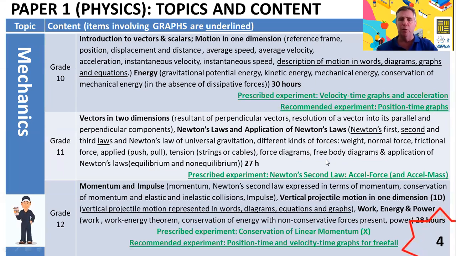In grade 11, when you look at Newton's laws, the prescribed experiment on Newton's second law obviously involves graphs, in this case direct and inverse proportion. Grade 12, vertical projectile motion represented in words, diagrams, equations and graphs, and again the prescribed or recommended experiment, position and velocity time graphs for free fall.